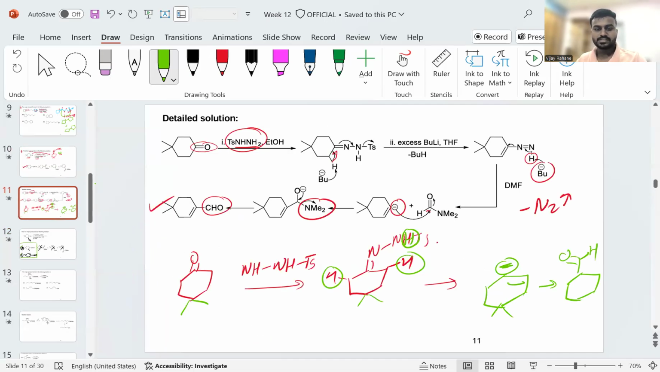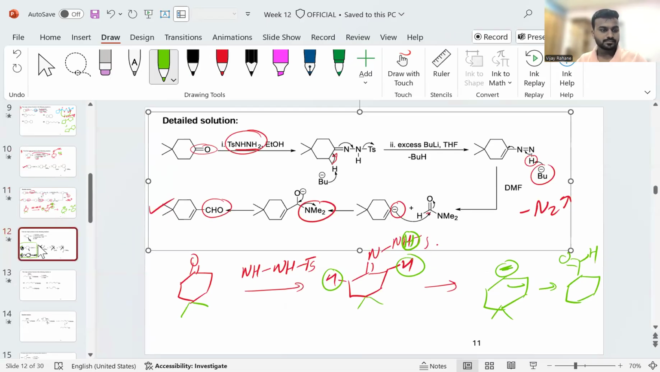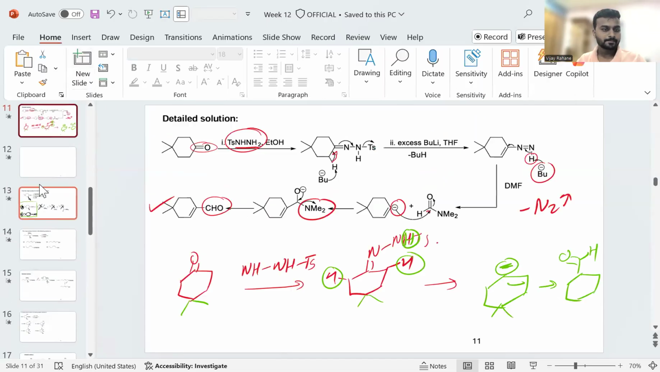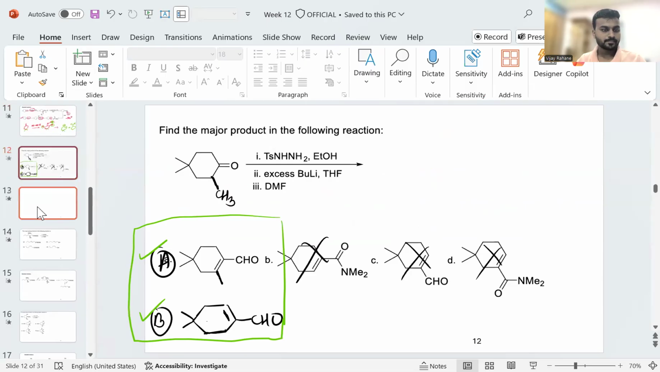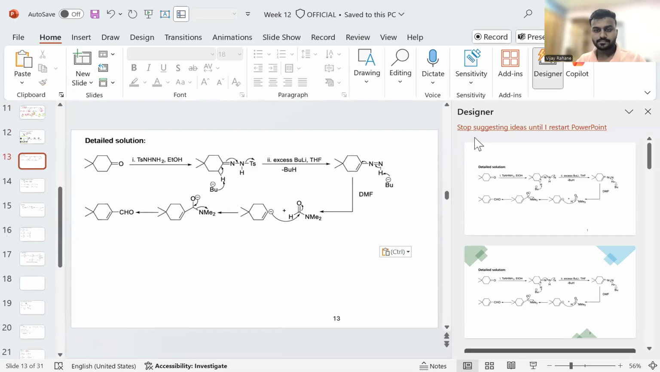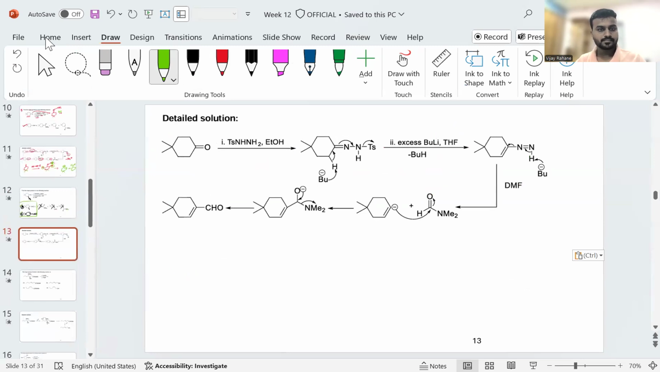I will just give you some clue. So here there was methyl, right? That methyl will remain in the product, whether it is here. So I will draw here. Now whether it abstracts this proton, or also there is one proton available, this proton. So which proton gets abstracted by the butyl lithium?